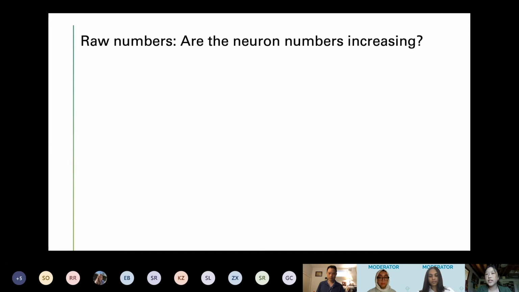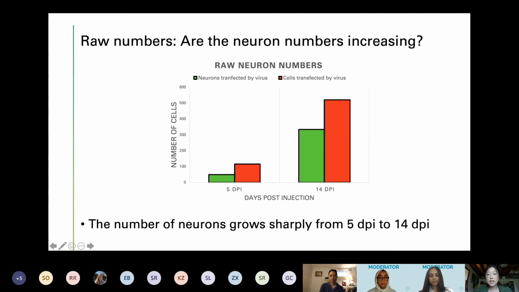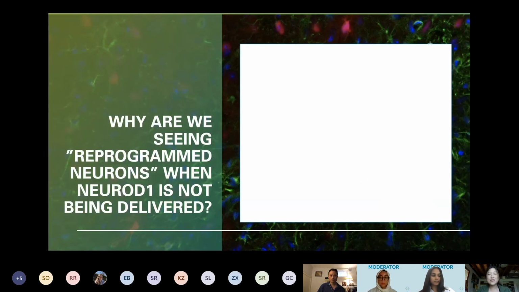A proportion can either increase because the neurons themselves are increasing or because other cells are dying off. So we quickly looked at the raw numbers, and just looking at this green bar here, the number of neurons themselves does grow sharply from 5 days to 14 days post-injection. Okay, so just to quickly summarize, we're seeing something completely different in the medial prefrontal cortex, and it seems to have something to do with our raw neuron numbers. So we're seeing just a lot more neurons being transfected by this virus.